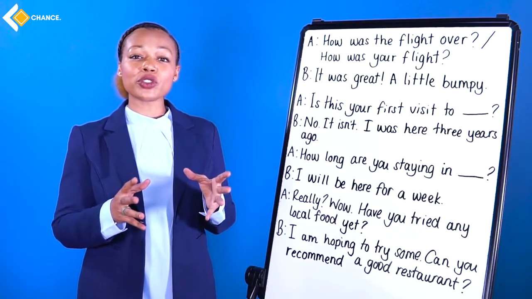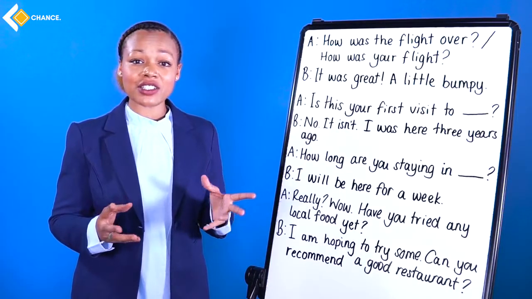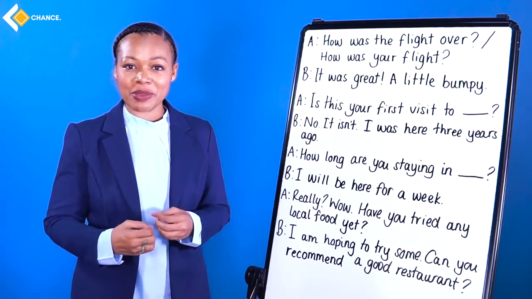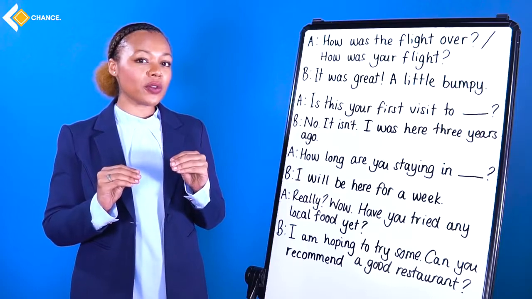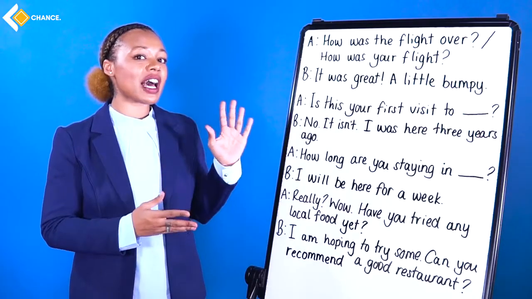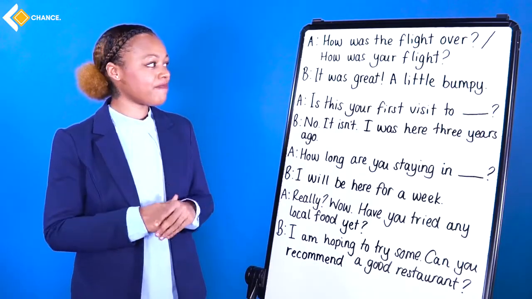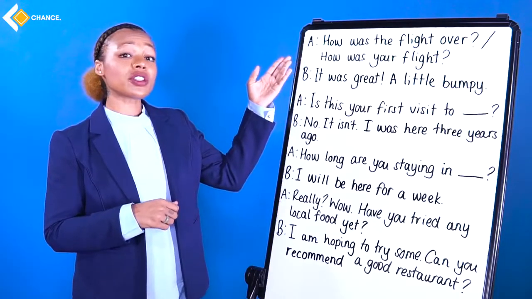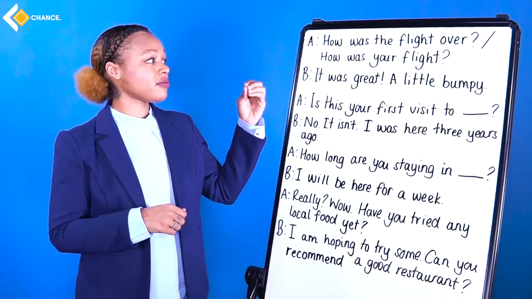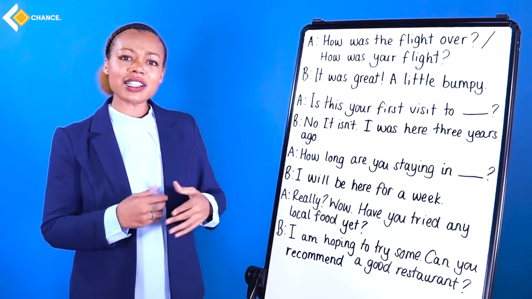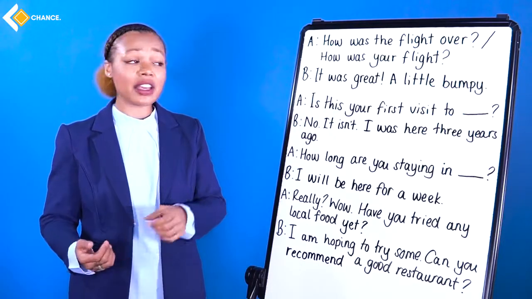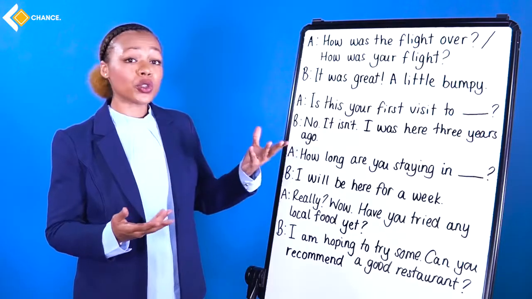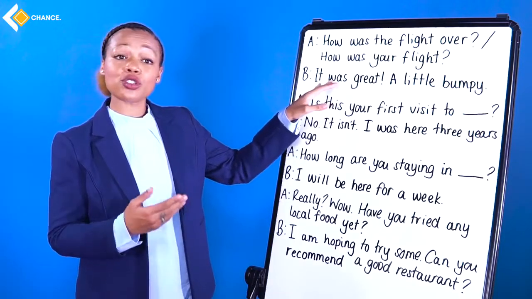Imagine you have traveled to a networking event, a conference, a business meeting. Small talk has to happen. So let's have a look at a typical dialogue of what might be said. How was the flight over? How was your flight? They're asking about your general well-being. You took a flight to a new place. They want to know. So you could say, it was great.